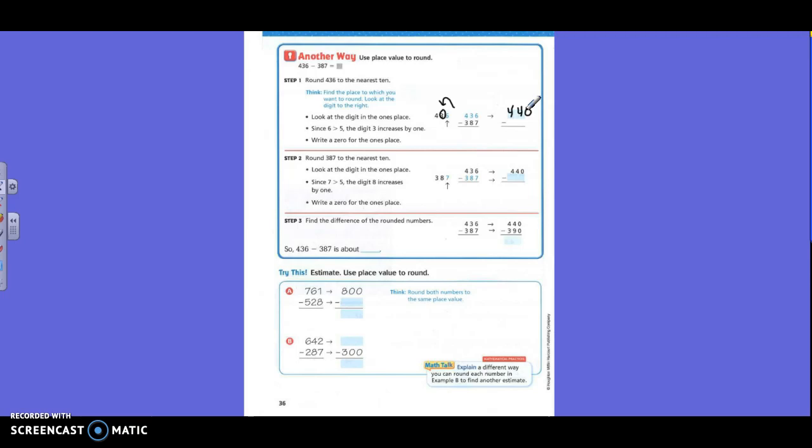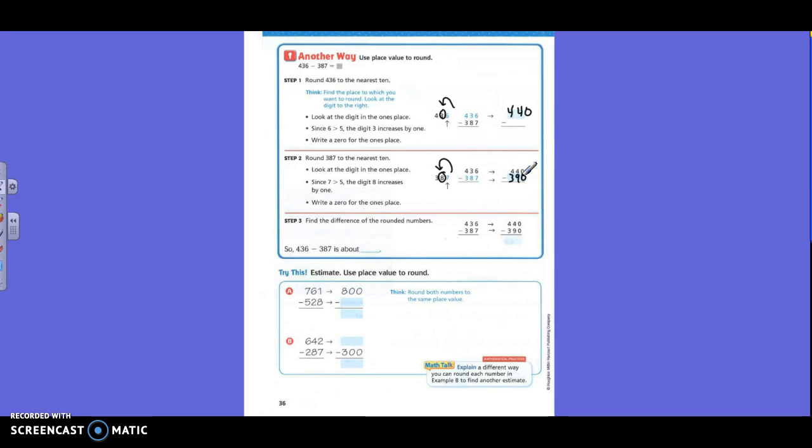Okay. Now, rounding to the nearest 10 on the other number, 387. Remember, the 8 is the one that may change or stay the same. It might go up or stay the same. What does the 7 tell the 8 to do? Go up. So that would make 300 instead of 8, it'd be 390. All right. Now, since we rounded both of those to the nearest 10, we just have to subtract.